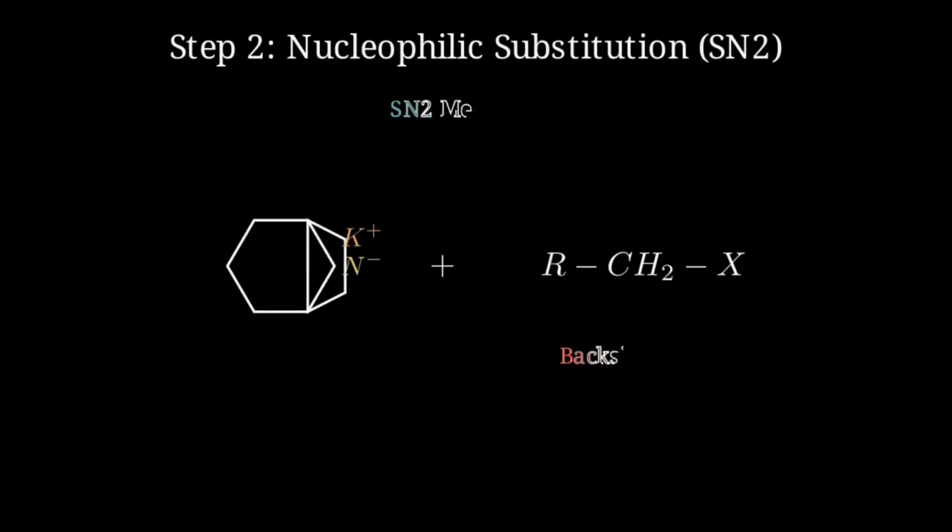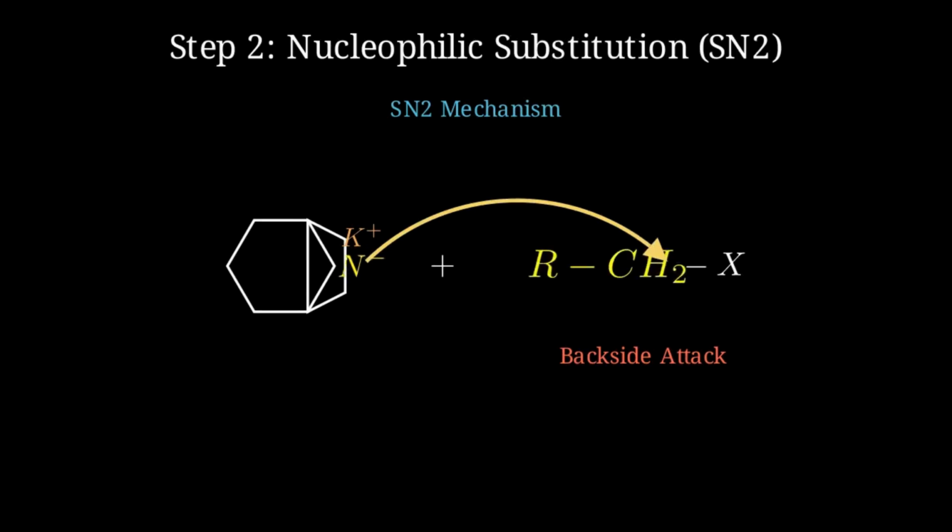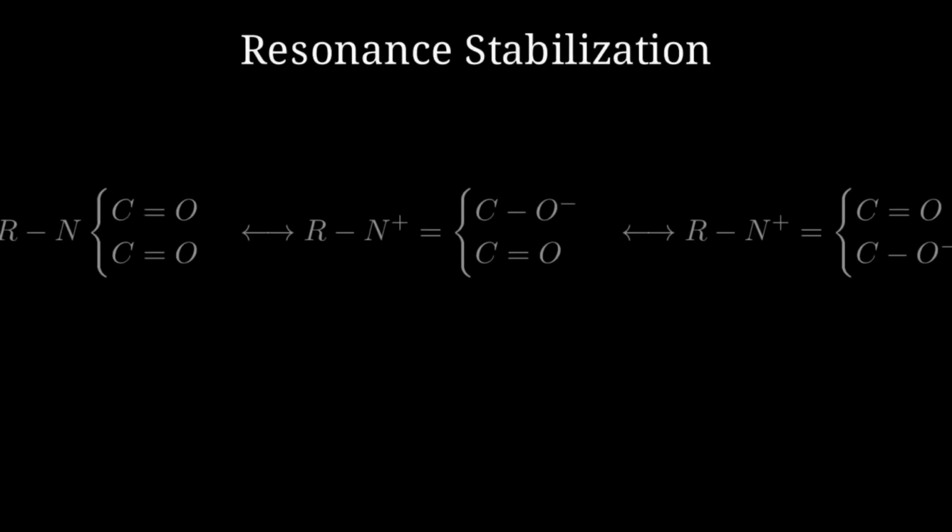In the second step, the phthalimide anion performs an SN2 attack on a primary alkyl halide. The nitrogen displaces the halide leaving group, forming N-alkyl phthalimide. Because the nitrogen is now bonded to two carbonyls, it is no longer nucleophilic, preventing further alkylation. This is the secret sauce of the Gabriel synthesis.